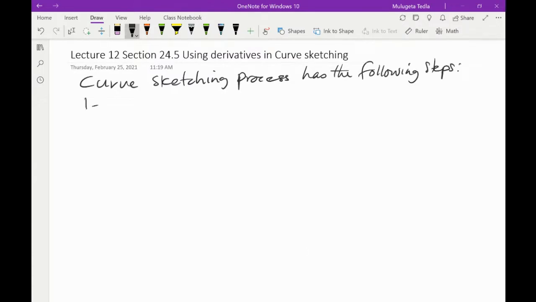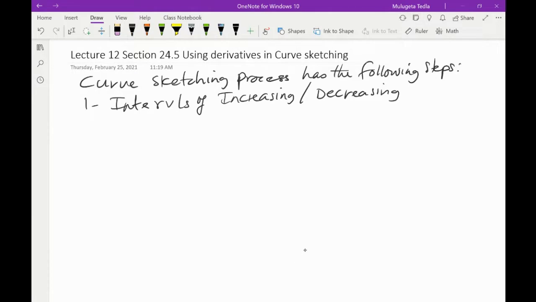We're going to find first the intervals of increasing and decreasing. What is an interval, what is increasing, decreasing, and where is a function increasing, where is a function decreasing? So what are the intervals of increasing? I can define them here. A function is called increasing, you know.